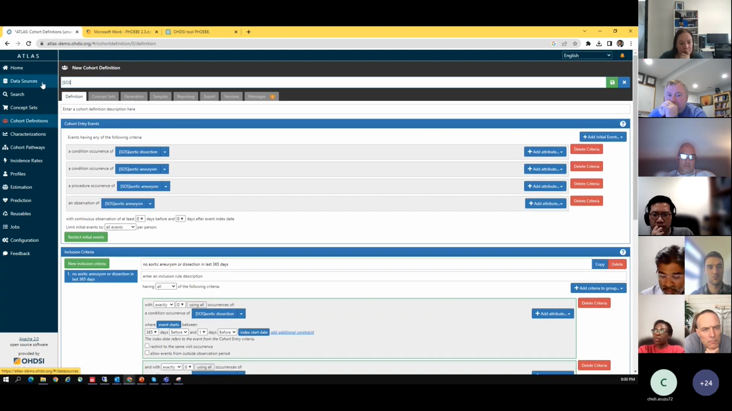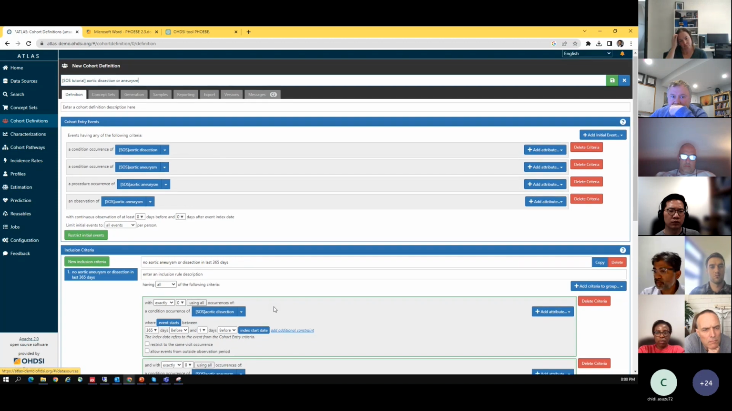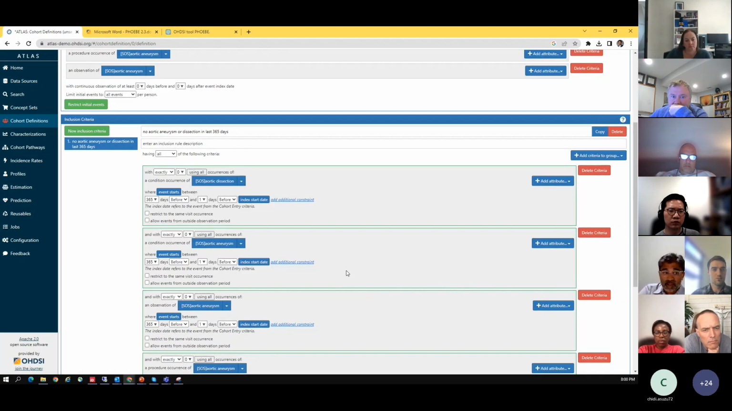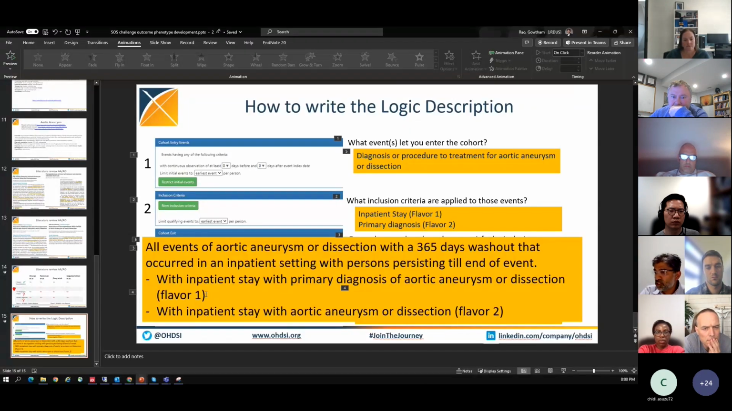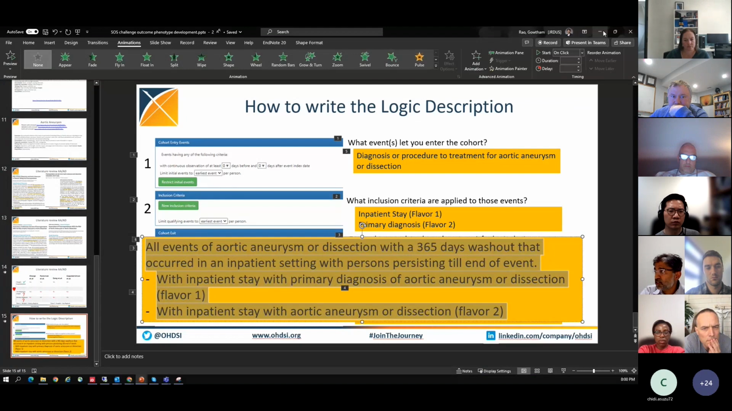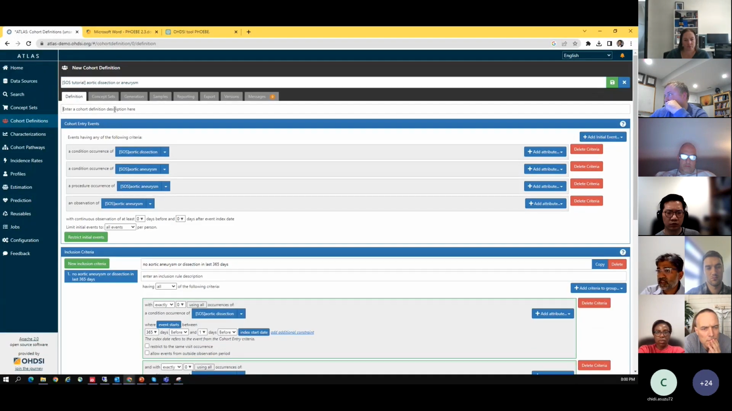Let's call this SOS tutorial aortic dissection or aneurysm. Now, this still doesn't satisfy the requirements of our core definition logic. Our core definition logic says you have to satisfy all these criteria.